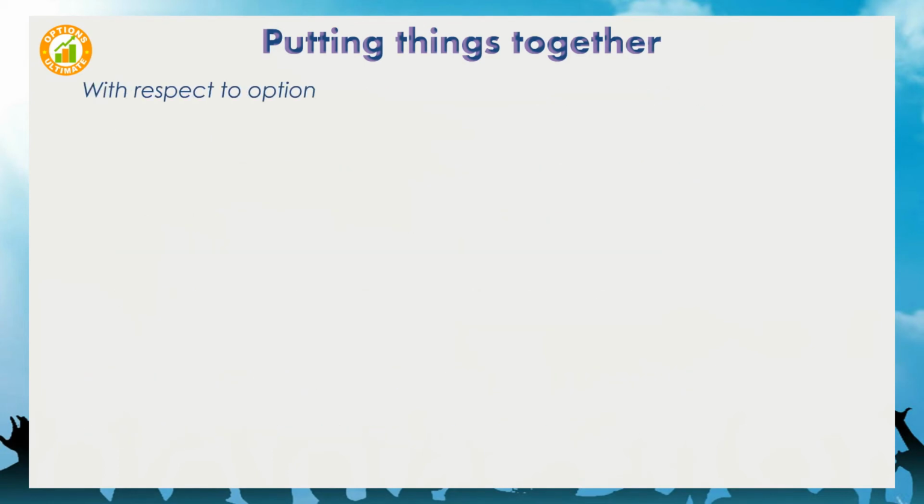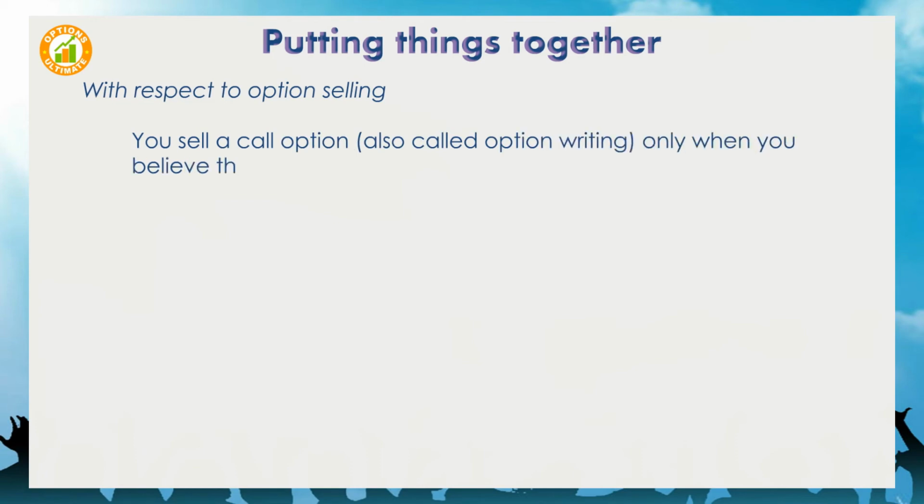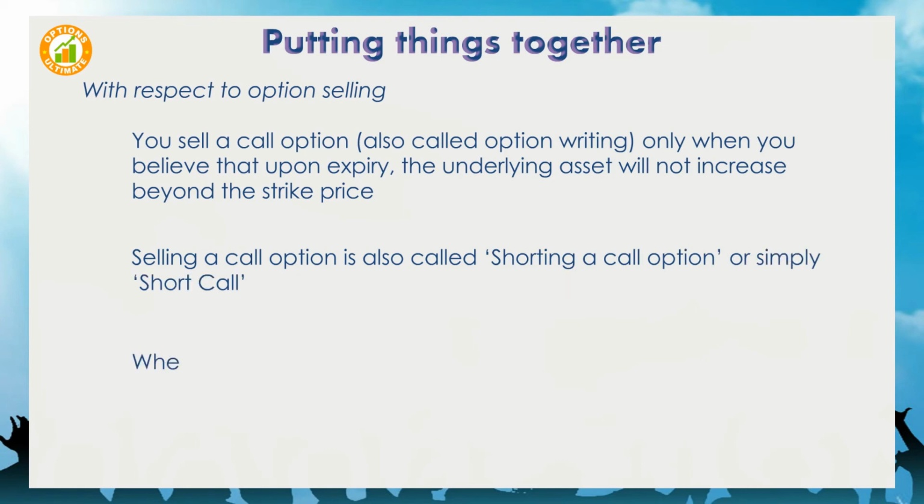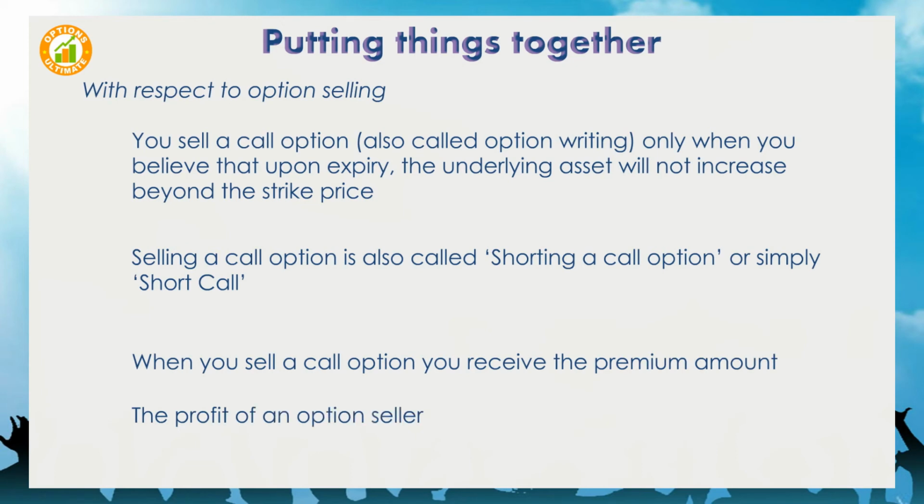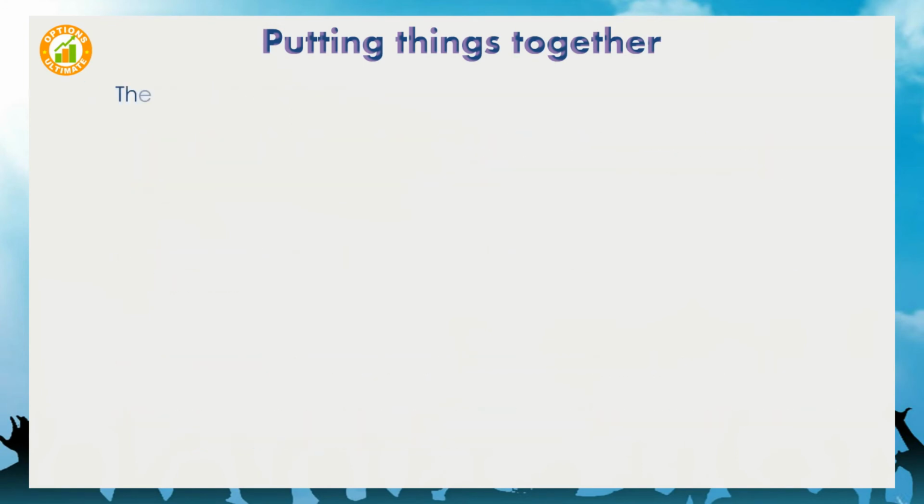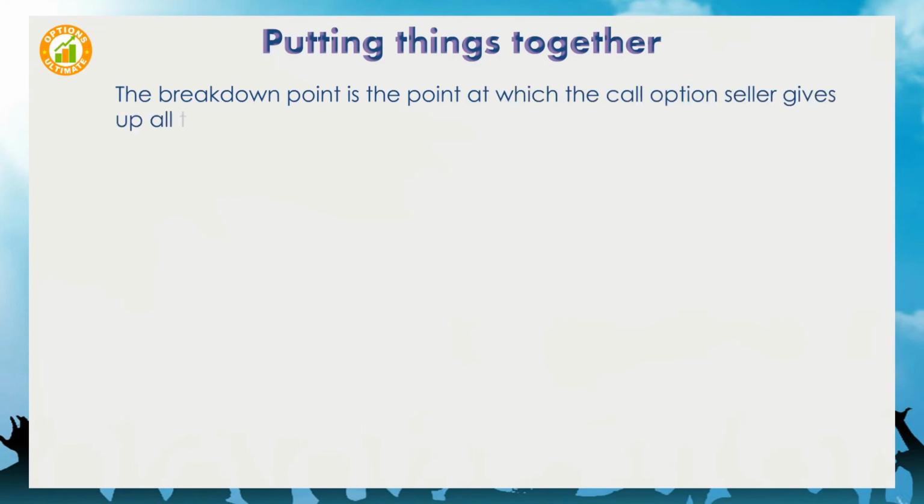With respect to option selling, you sell a call option, also called option writing, only when you believe that upon expiry, the underlying asset will not increase beyond the strike price. Selling a call option is also called shorting a call option, or simply short call. When you sell a call option, you receive the premium amount. The profit of an option seller is restricted to the premium he receives, however his loss is potentially unlimited. The breakdown point is the point at which the call option seller gives up all the premium he has made, which means he is neither making money nor losing money.